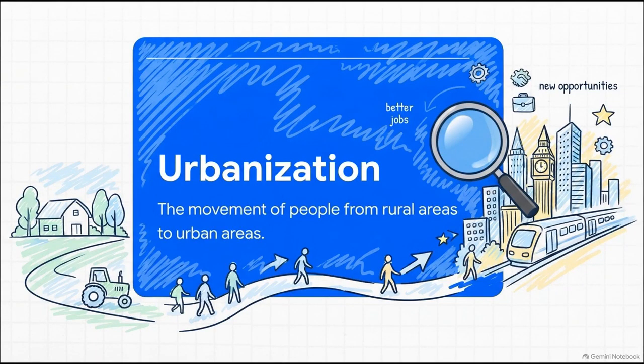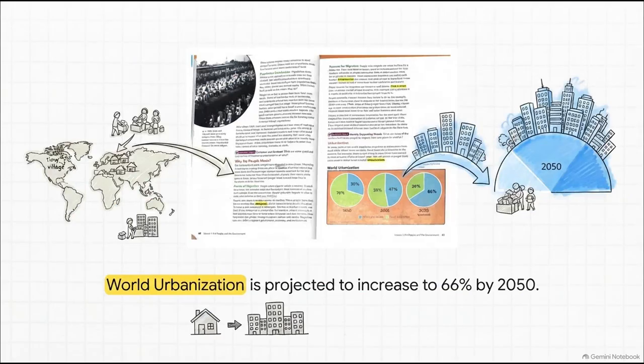Because people are always looking for those better jobs and new opportunities, we're currently seeing a massive global shift called urbanization. Urbanization is the movement of people from rural areas, which are the quiet countryside and farming settlements, to urban areas, which are the big, busy cities. Take a look at the blue slice on these charts. That blue represents the urban population, meaning people living in cities. Back in 1950, only 30% of people lived in cities. By the year 2000, that grew to 47%. By 2050, it's projected to be a whopping 66%. That blue slice just keeps growing and growing over time, showing us that more and more of the world is packing up, moving away from the countryside, and heading straight into big cities.